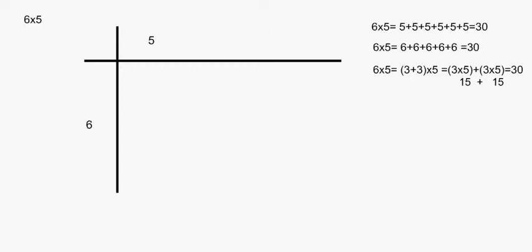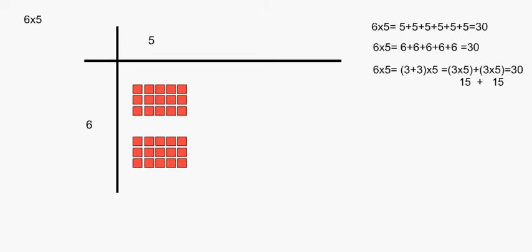We know that 3 plus 3 is 6, and those two 3s together are multiplied by 5. So this 3 multiplied by the 5, there it is, and that's a subtotal of 15. I know this 3 times 5 is 15, and the two 15s together, doubled, give me 30 because I know my doubles.